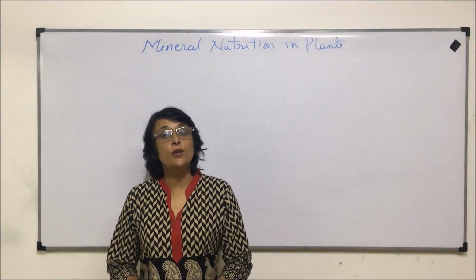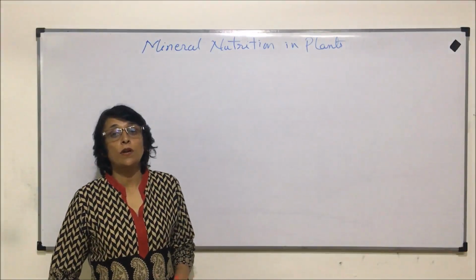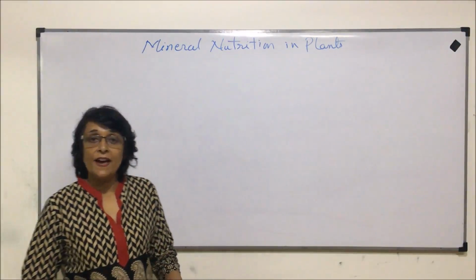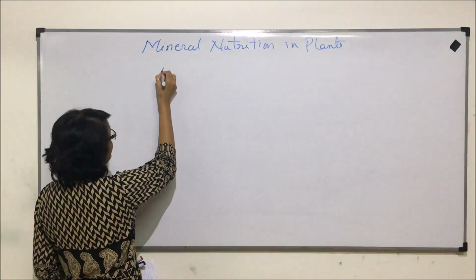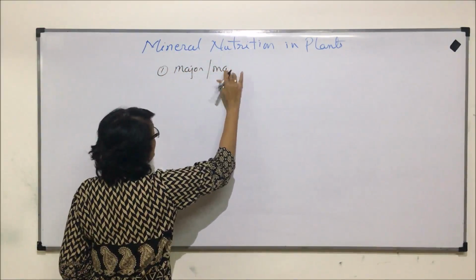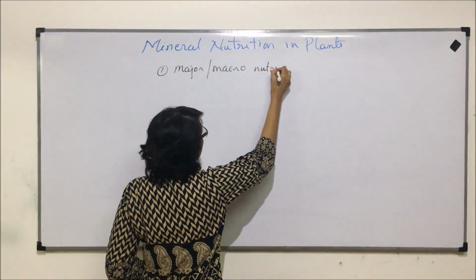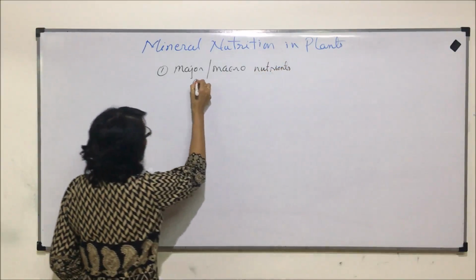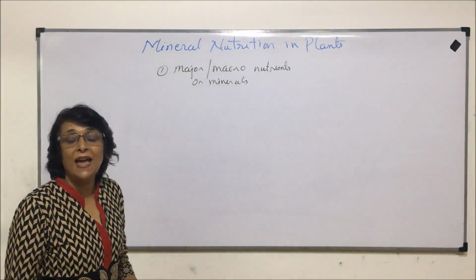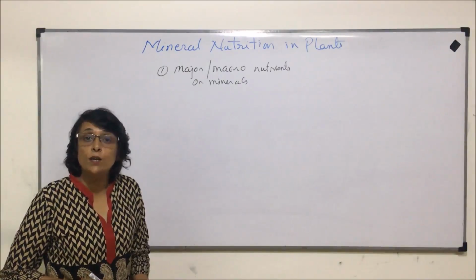We are now starting a new chapter, that is mineral nutrition in plants. And we will be talking about all those minerals which are essential for plant growth. We classify these minerals into two categories: major or macro nutrients or minerals.